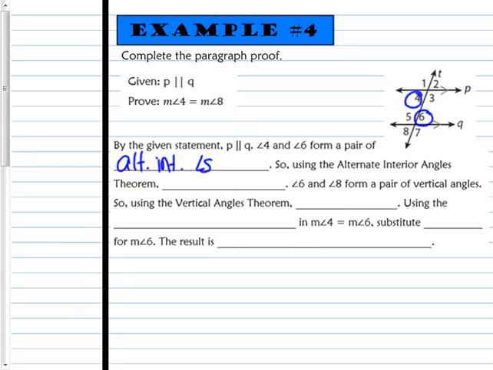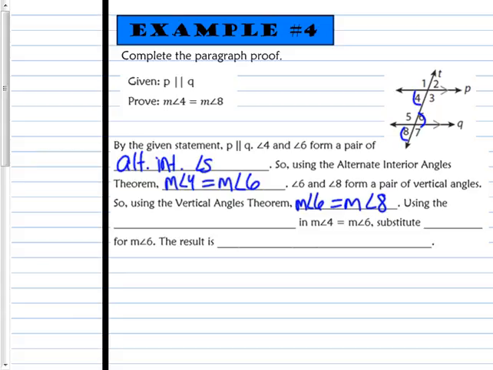So using the alternate interior angles theorem, we know that the measure of angle 4 is equal to the measure of angle 6. We learned that in our theorems last lesson. Since they're alternate interior angles, their measures are equal to each other. Okay? 6 and 8 form a pair of vertical angles. So using the vertical angles theorem, we also know that the measure of angle 6 is equal to the measure of angle 8. And then using what kind of property can we substitute what for 6?